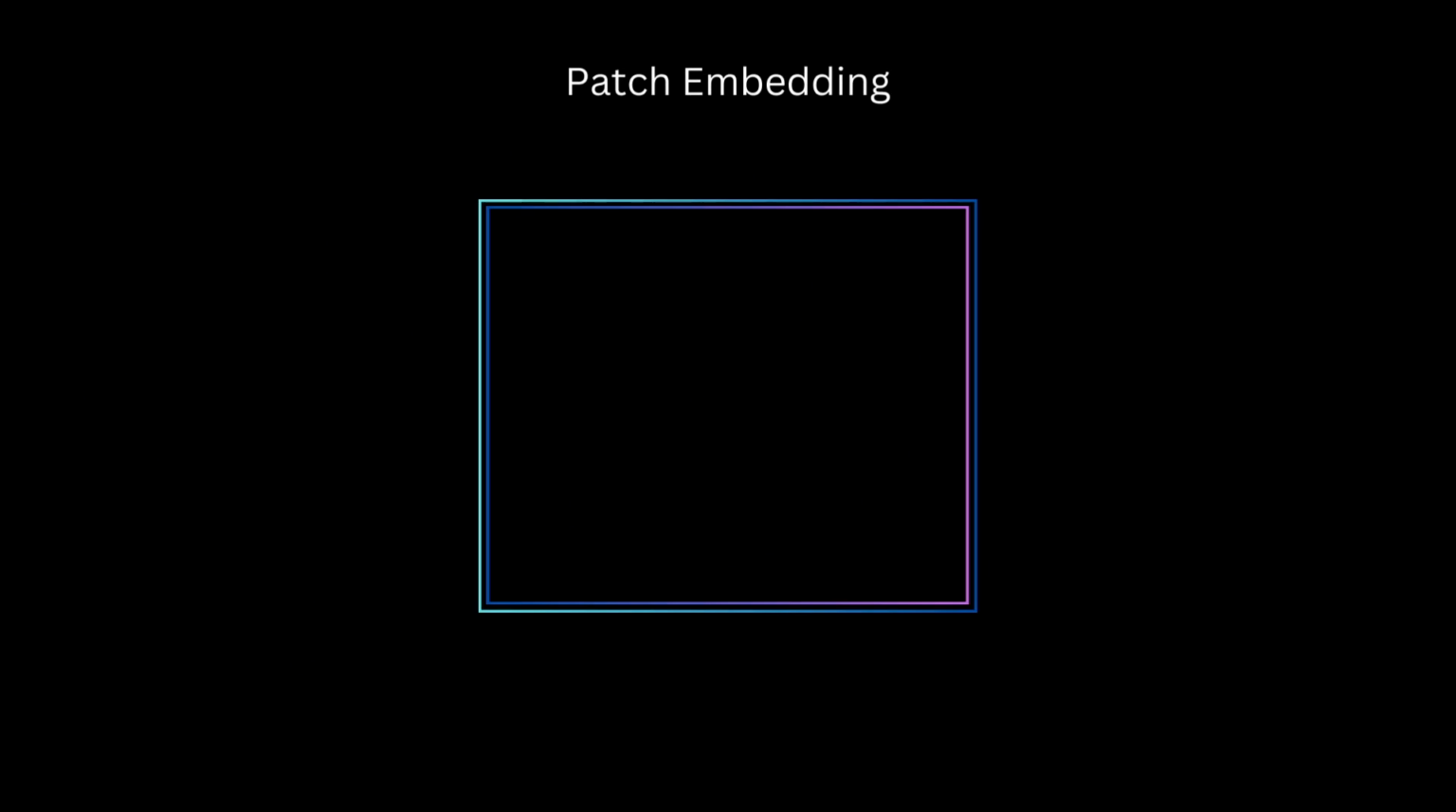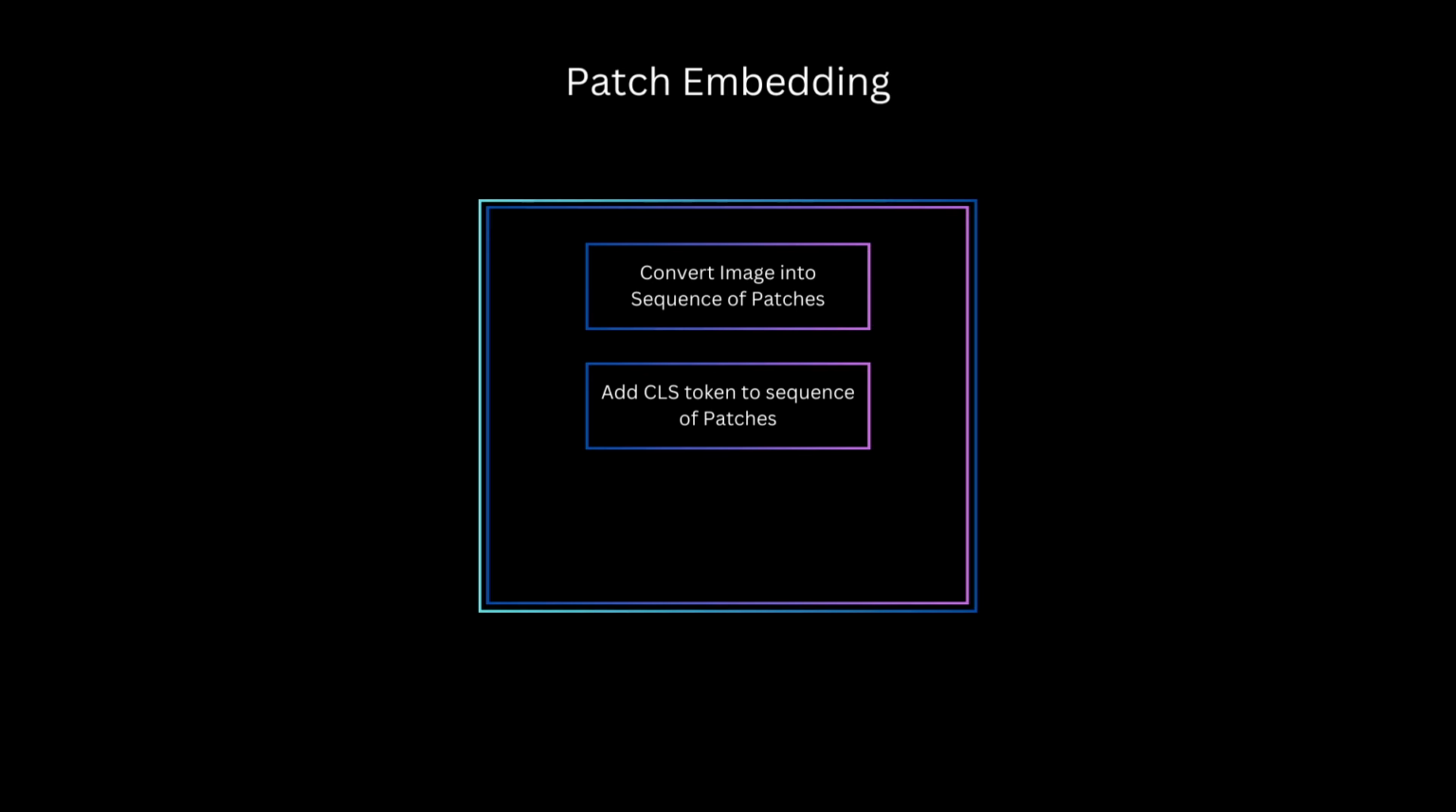So to summarize, the patch embedding module will perform 3 responsibilities. First, convert the image into a sequence of patches. Second, add CLS token to the sequence. And third, add positional information to each member of this sequence.